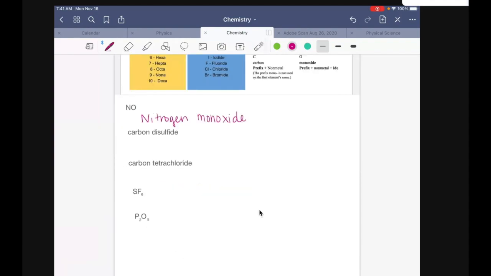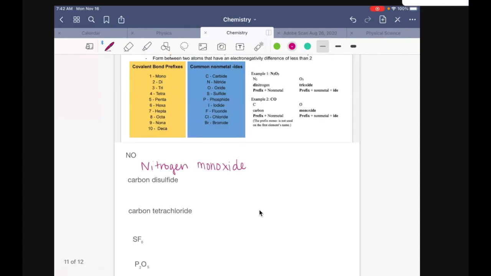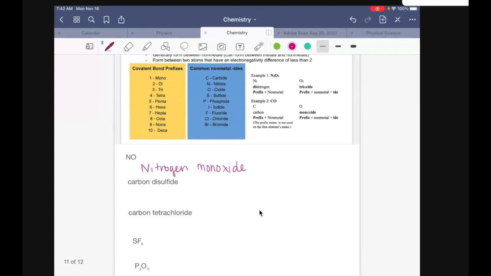For the next one, we have carbon disulfide, and you'll notice that there is no prefix for the carbon. That means that we only have one. So let's write out the one carbon. And then we have disulfide. Di means two, and sulfide stands for sulfur. So we're going to have 2 sulfur.